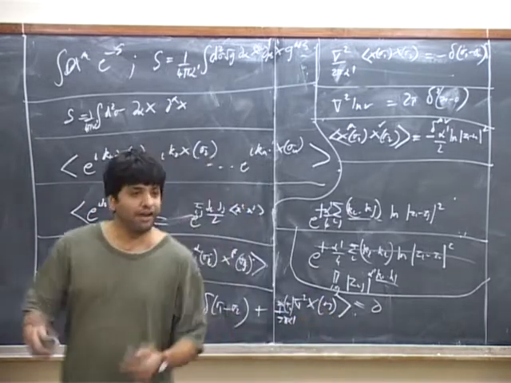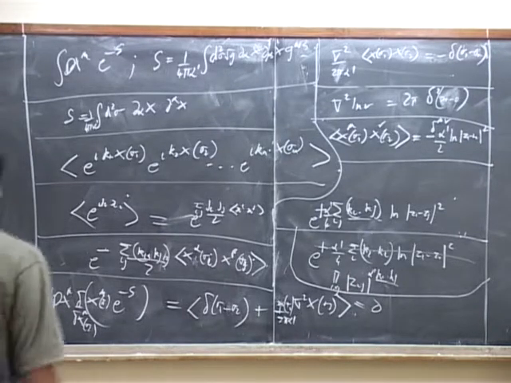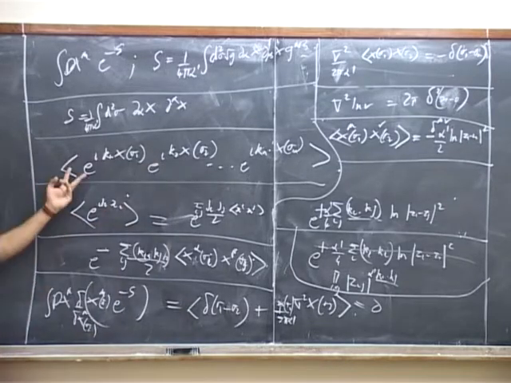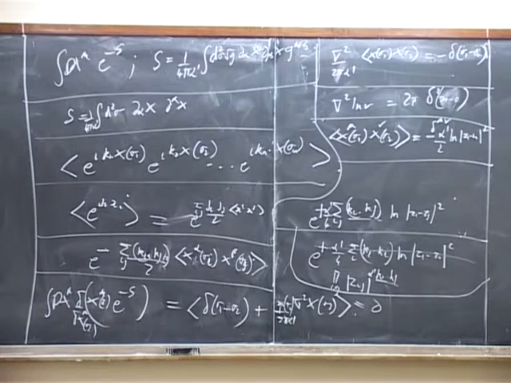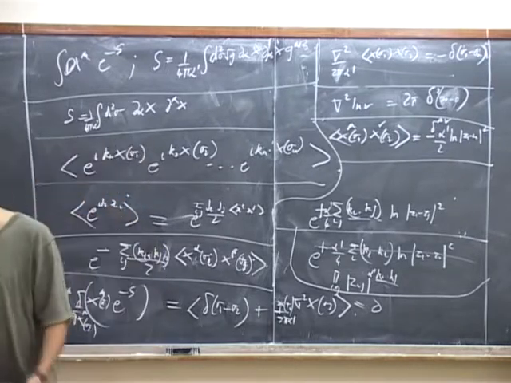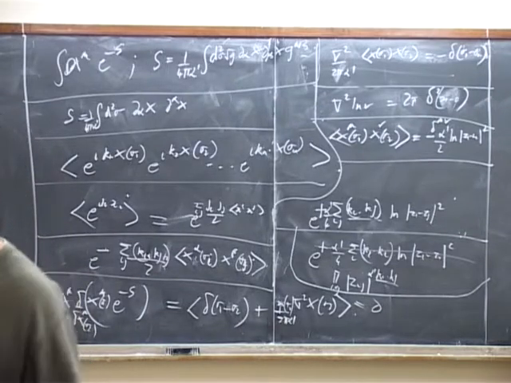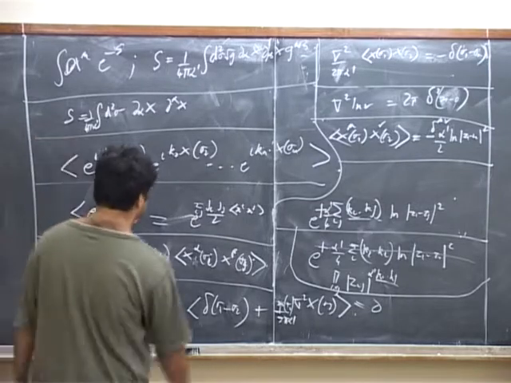Okay, let's continue with our rough and ready method for computing correlation functions of the other kinds of things we need. For instance, suppose attached to some of these e to the power i k x's, we also had derivatives of x. Those are the other kinds of vertex operators in there. That will be interesting. So now how do we do that calculation?